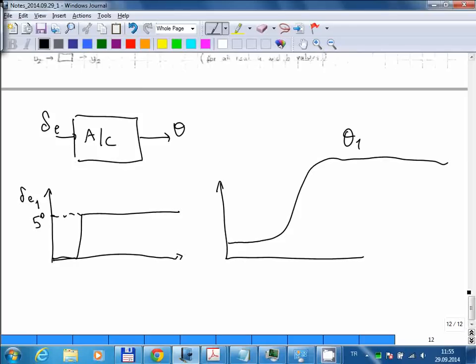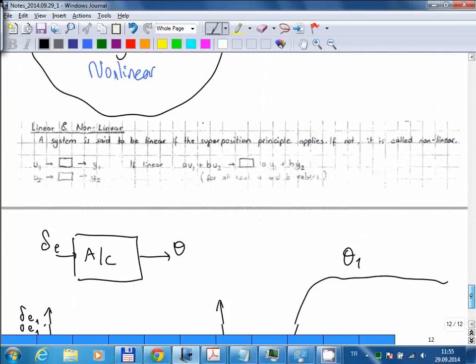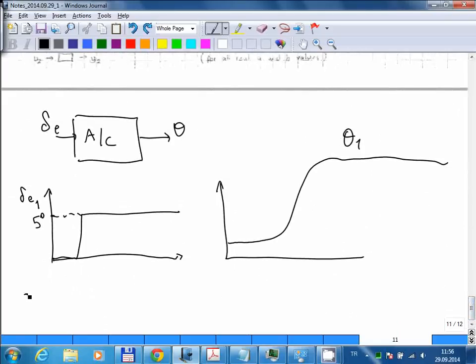So for the superposition principle to hold, we should be able to multiply this input with some arbitrary number, and the output should be multiplied by the same number. But in the case of an aircraft, for example, if you choose A to be 10, then you will see that the superposition principle does not hold, and it can't really hold, because for this to be true, you need to multiply the input with this number, which requires you to give an elevator input of 50 degrees. But obviously that's not possible, because the elevator has a certain range, and we cannot really deflect an elevator more than a certain angle.